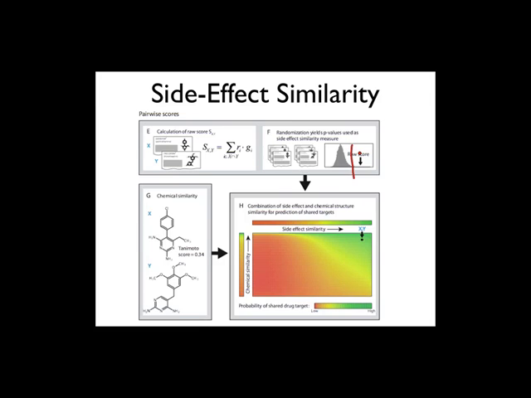You can then combine that with chemical similarity using the Tanimoto metric of comparing two chemical fingerprints, and you can make an interesting plot showing along this side the increase in chemical similarity, and along this side an increase in side effect similarity. The color shows going from the red to the green the probability of a shared target. And you can see here with drugs that have very high chemical similarity and very high side effect similarity are in this green zone up here, and they are very likely to share a similar target.